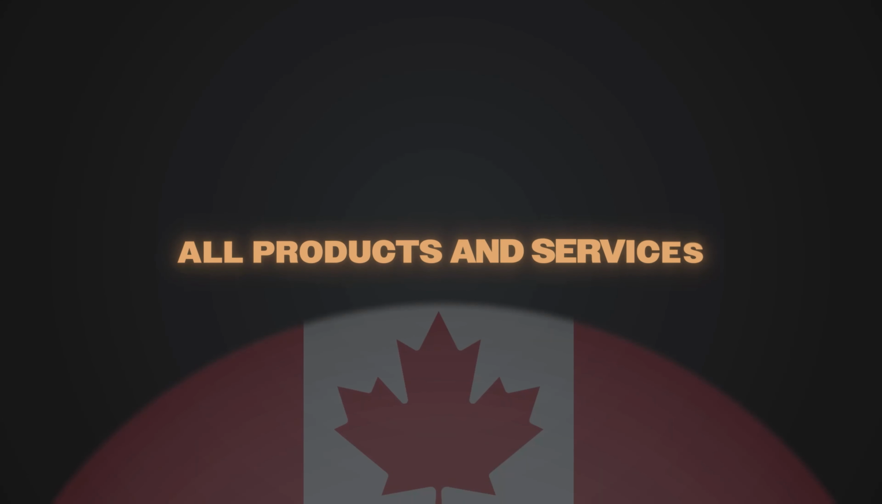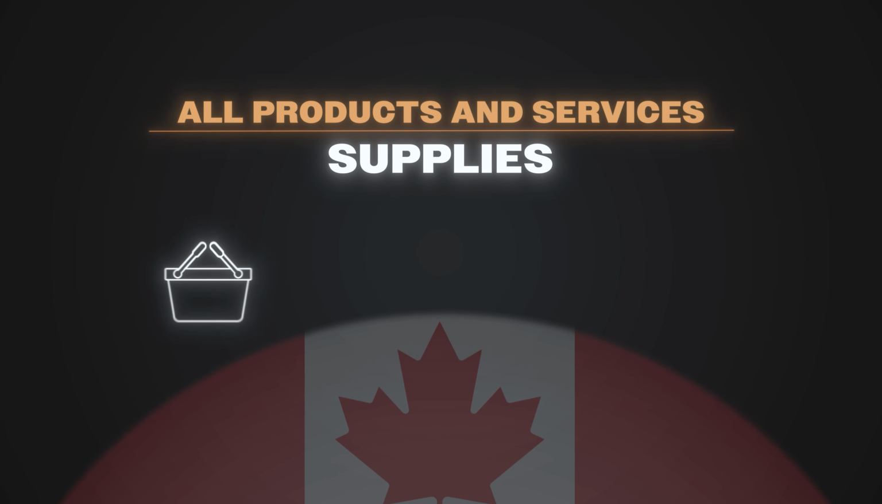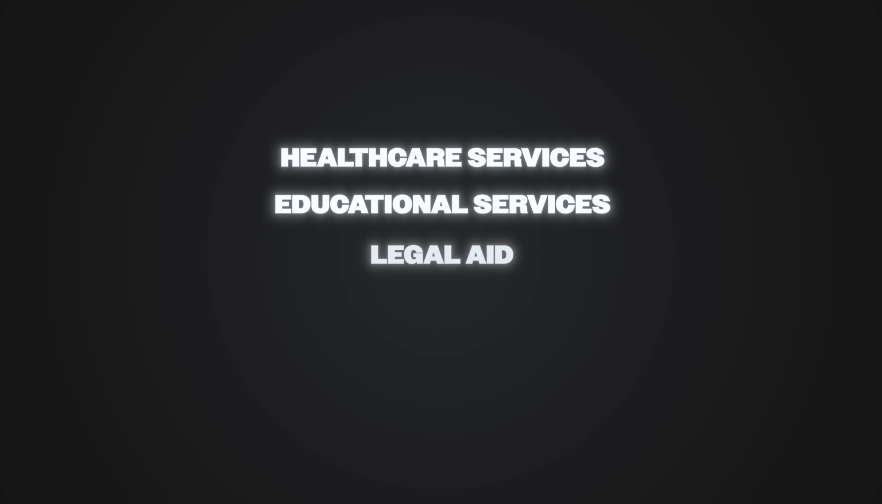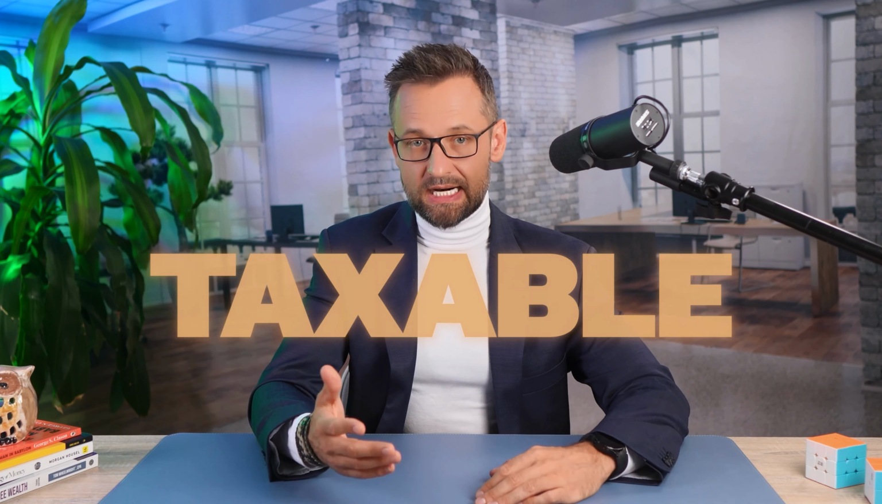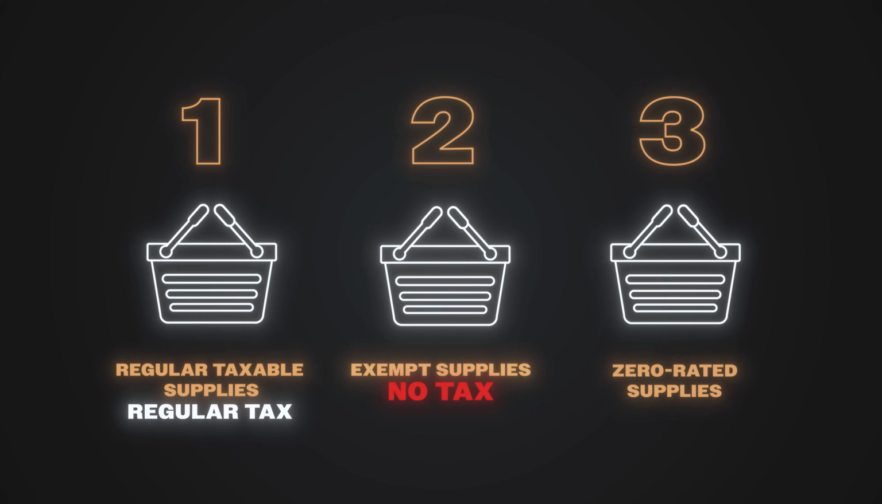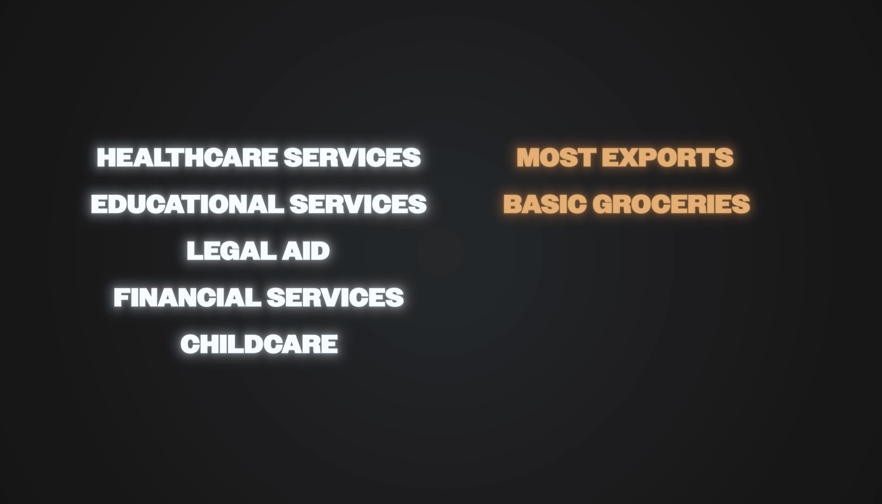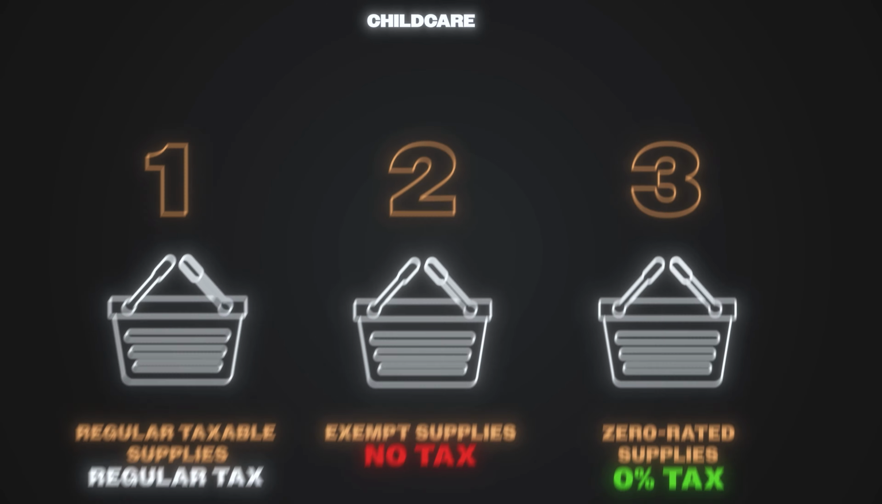Canada divides all products and services called supplies into 3 buckets. First, regular taxable supplies. This is the largest category where the regular rate in your province applies. Second, exempt supplies, where no tax is charged at all. Most healthcare services, educational services, legal aid, financial services, childcare, and a couple of others. Residential rent is also generally exempt, but some short-term rental businesses, like when you list your cottage on Airbnb, are taxable. And third bucket is zero-rated supplies, where you charge 0% tax. Most exports, basic groceries, prescription drugs, and certain medical devices are in this bucket.